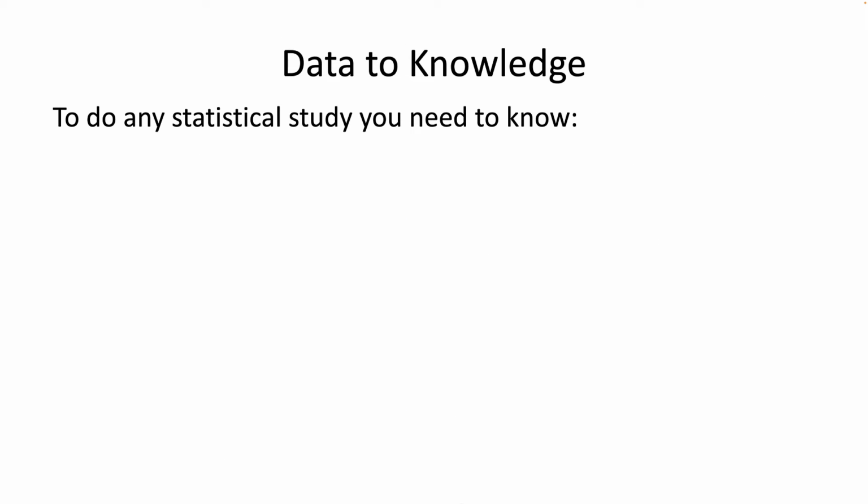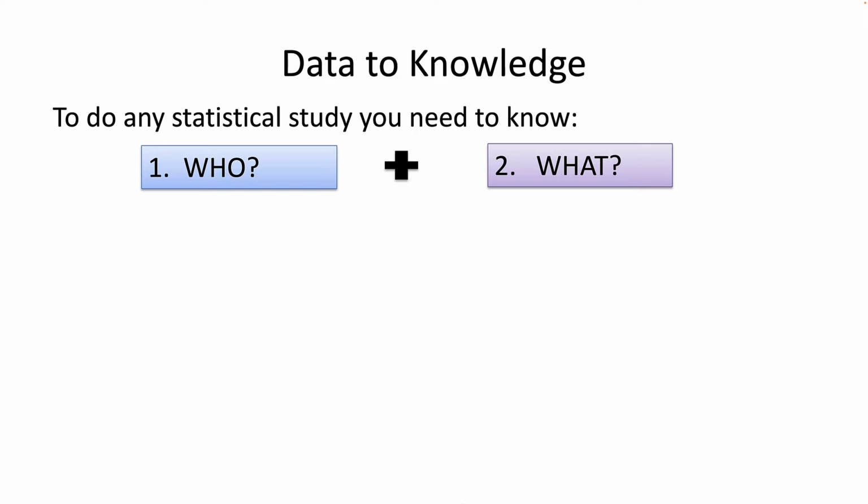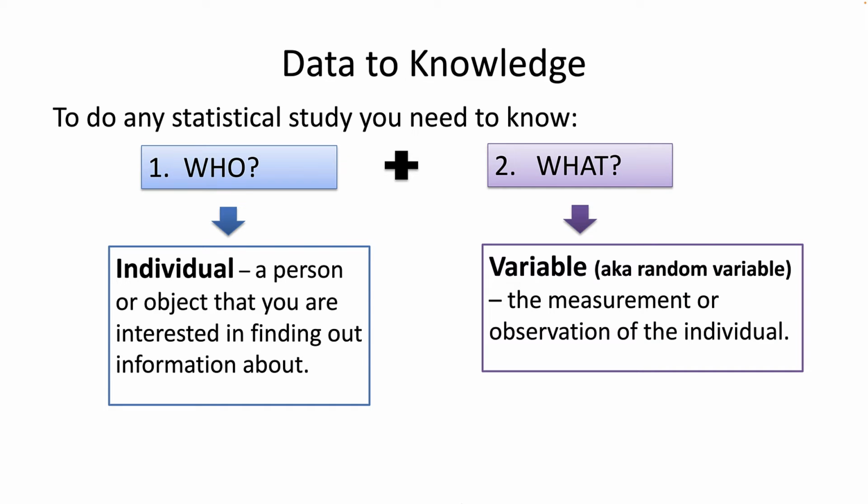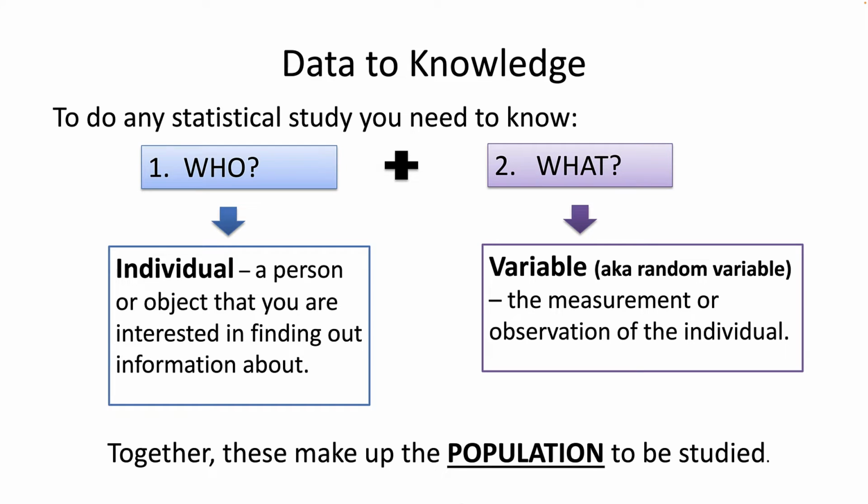Let's see how we convert data to knowledge. To do any statistical study, you need to know two things. You need to know who you want to study and what you want to study. In statistics, the who is known as the individual. This is the person or object you're interested in finding out information about. The what is known as the variable. This is a measurement or an observation of the individual. Taken together, the who and the what make up the population to be studied.